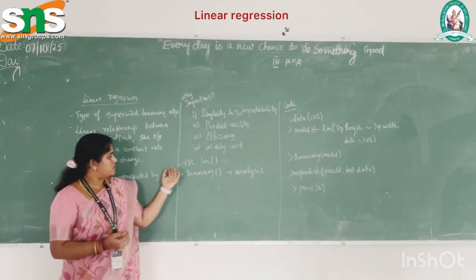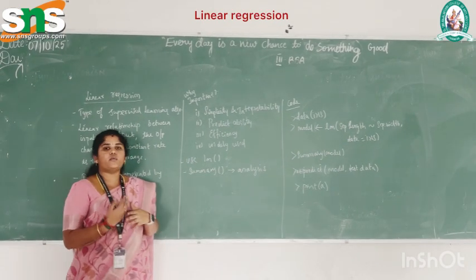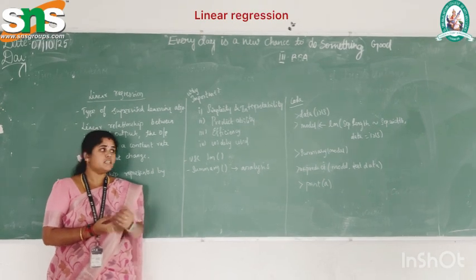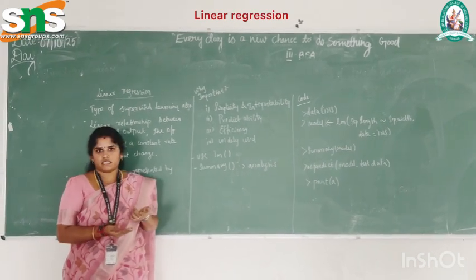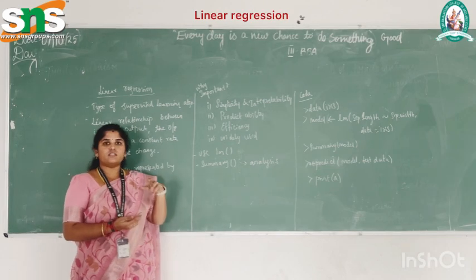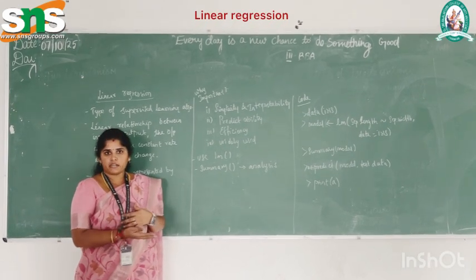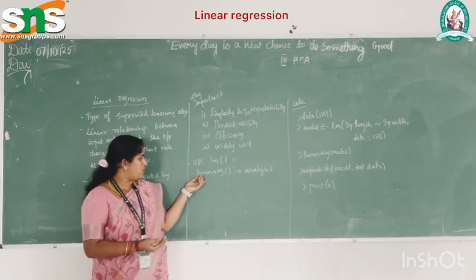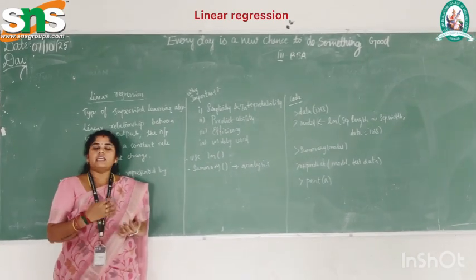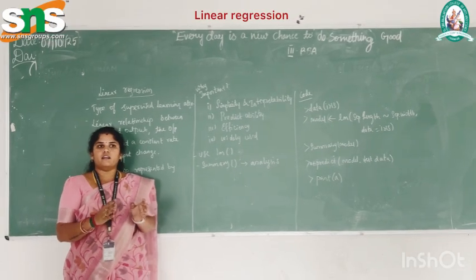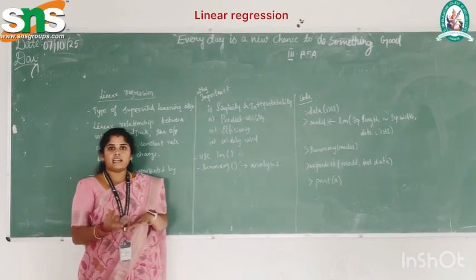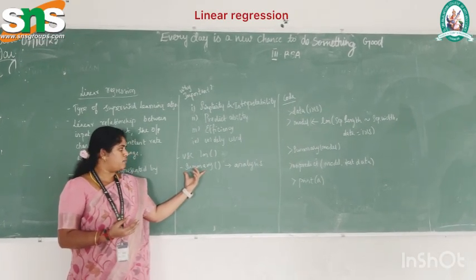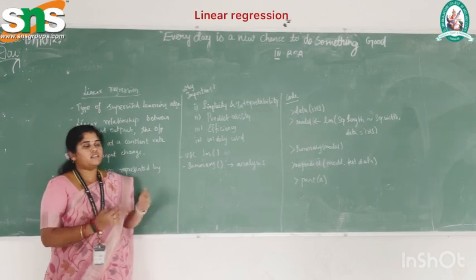Next is the lm function. We implement linear regression in programming through the lm function. lm is nothing but linear regression model. Through this function we implement predictive linear regression in the predictive models. The second function is summary. The summary function collects and gives the detailed analysis of the result. Okay, this is the theory part.